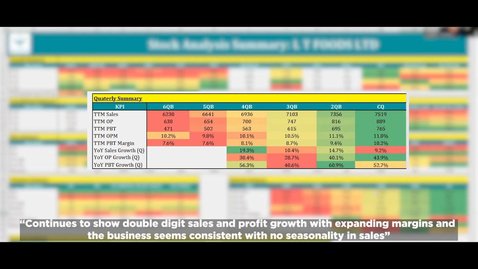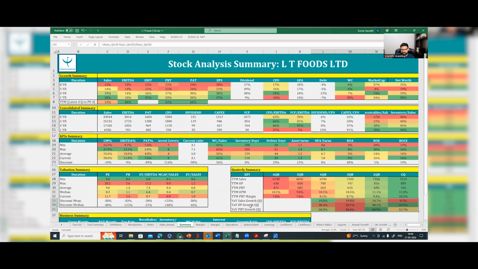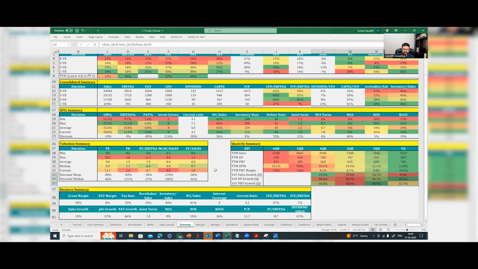And if you blend technical analysis with this kind of fundamental analysis, it'll be very, very interesting. You see how the sales has been growing year over year for each of the last 4 quarters, and the PBT and operating profit growth rate. So you get all this idea in one single sheet. And let me tell you, this is just one sheet. We have 12, 13 such sheets which provide a lot of insights in detail.